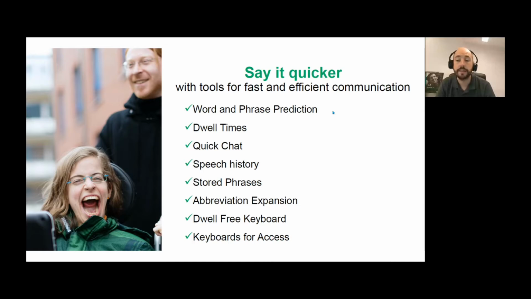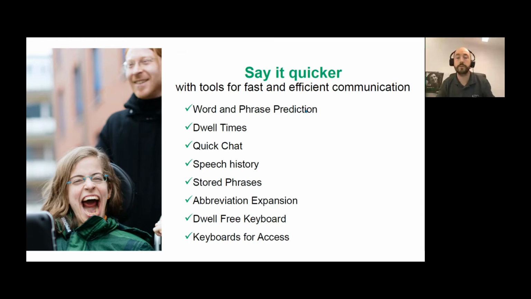Abbreviation expansion, that's very similar to your speech history as well, or sorry, apologies, your word and phrase prediction. So the abbreviation expansion, for example, if I said, hi, how are you? What I can do is I can actually use that abbreviation expansion to say HHY. So hi, how are you? I can put in the first letter of each word and automatically then it's going to speak that abbreviation for me. Okay, then you've got the dwell-free keyboard, so you can access the dwell-free keyboard on the device, and also there's different keyboards as well for access.